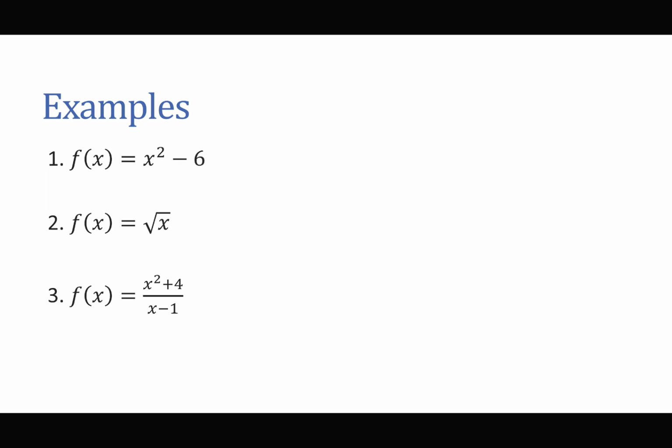Let's take a look. With these ones I'm trying to identify: what is the domain? f of x equals x squared minus 6. We're only looking at domain. We're not talking about range or anything on these examples. We're only looking at whether there are any restrictions on the domain. What about just a quick graph to see visually what's going on? What does the graph of x squared minus 6 look like?